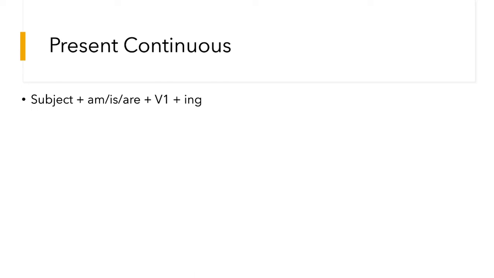So when the subject is singular, we use is. When the subject is plural, we use are. When the subject is pronoun I, then we use am. Let's take some examples here.